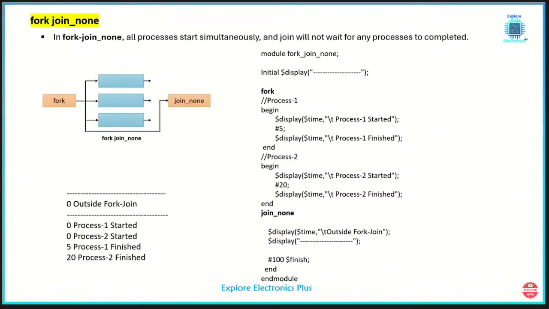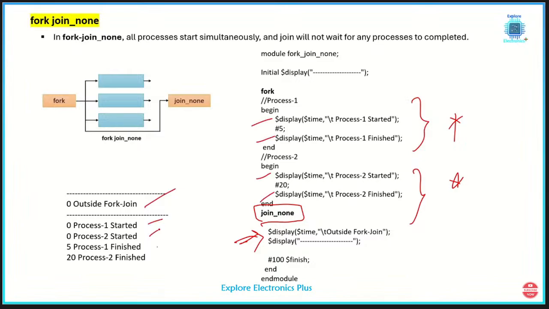We have fork join none. Fork join none in the sense we need to use join underscore none in place of join. Here also the processes will start simultaneously, but it will not wait for the processes to get completed. It will just come out of the fork join none block of code and it will print outside the fork join already here. Then after we will be seeing all these depending on the delays, how the processes are going to be executed.